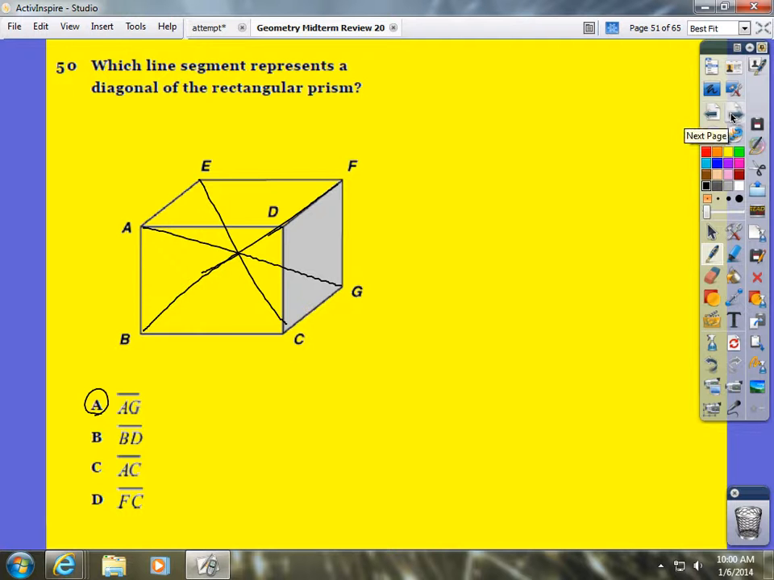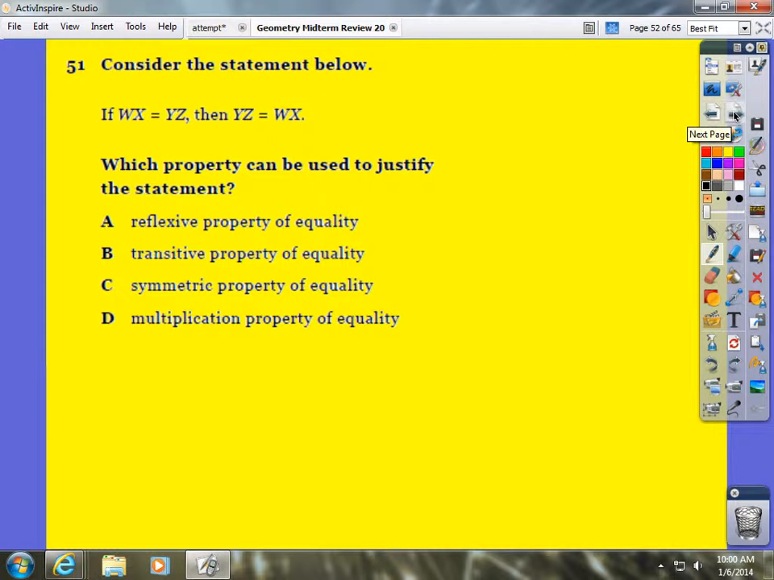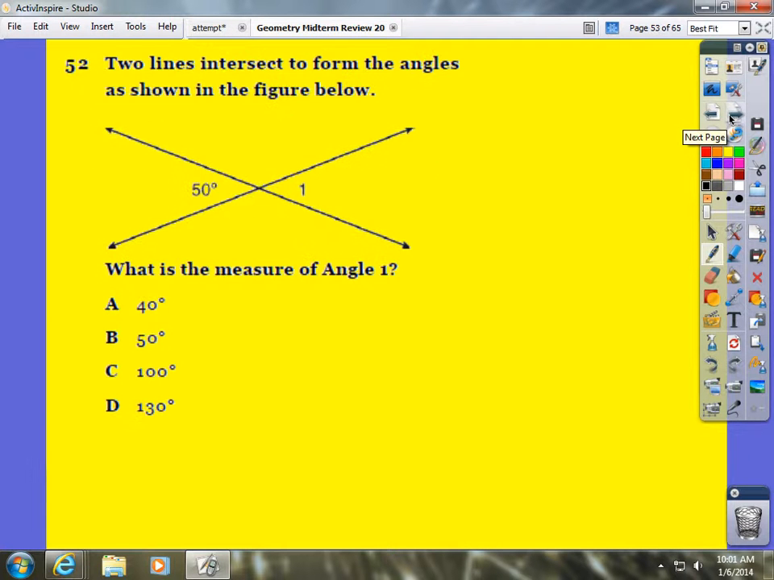Alright, next one. Consider the statement WX equals YZ, then YZ equals WX. That's the symmetric property. All we're doing is saying the same statement, we're just flipping it. Alright, two lines intersect. This is going to be congruent to this one because they are vertical angles, which means that angle 1 is 50 degrees.